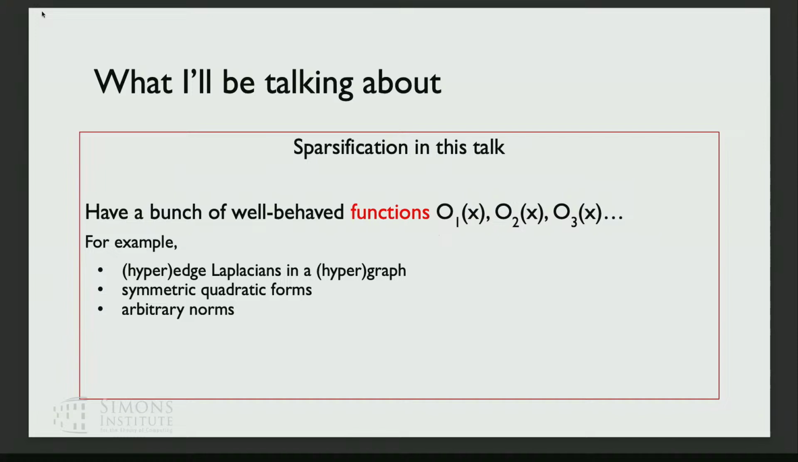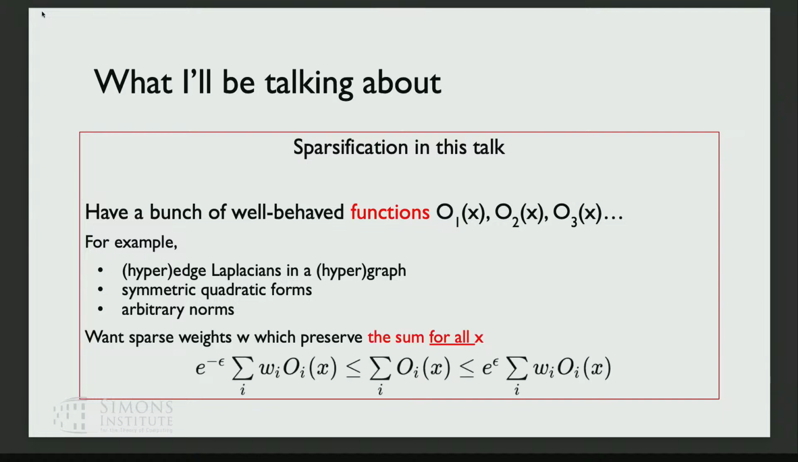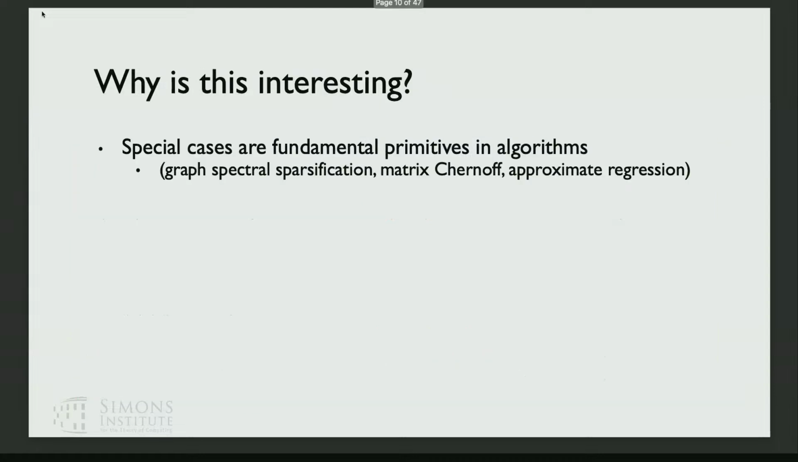So the version I'm going to be talking about in the next few slides is the following. Instead of having objects in general, I have functions, O1(x), O2(x), etc. These, for example, could represent edge Laplacians or hyperedges, quadratic forms, or even arbitrary norms. And our goal is to find sparse weights which preserve the sum of these objects for all x. If you think about this, it resembles the version of sparsification that works for graphs. And in fact, because Oi is a very general object, an arbitrary function, this notion captures a lot more than you could get with just graph sparsification.